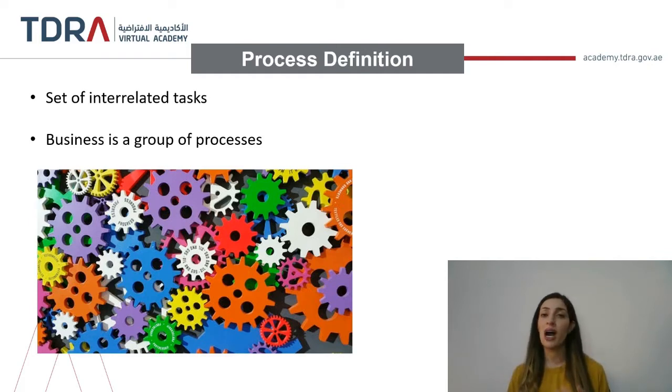Another process is hiring employees. When we hire employees, this is a process. When we order raw material, let's say, this is a process. If you go reserving or booking a room in a hotel, this is a process. So these are processes that are composed of tasks. And a business is a group of processes. A group of interrelated processes together forms a business or an organization.